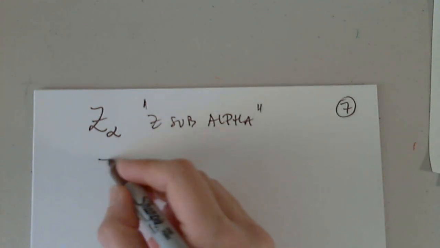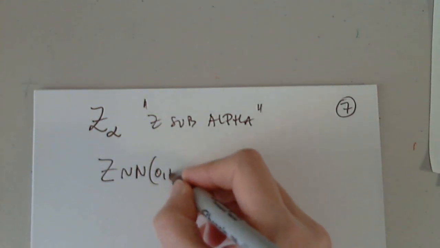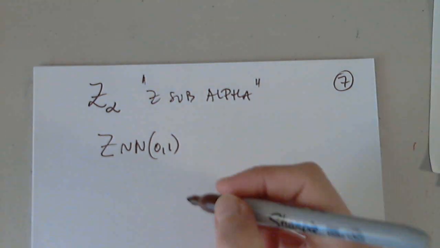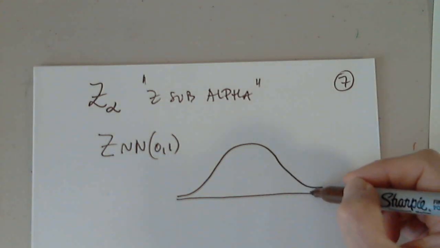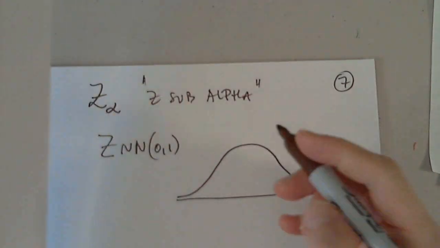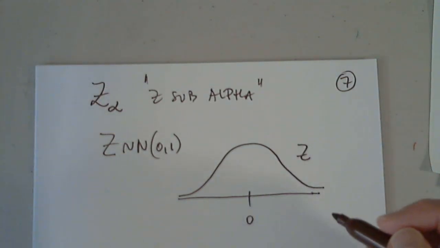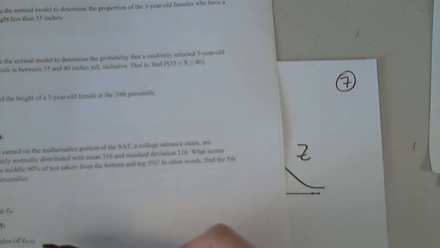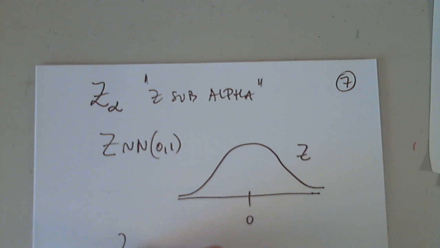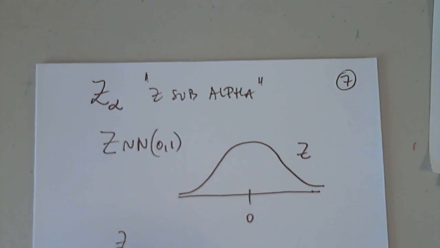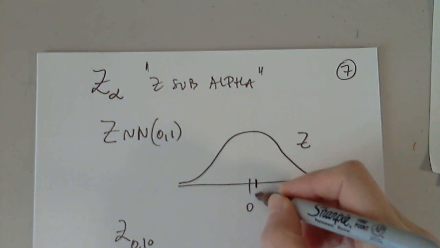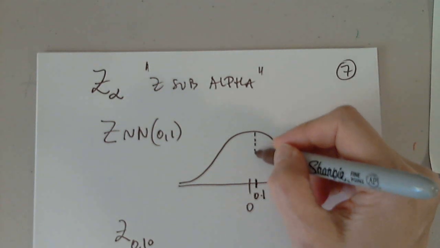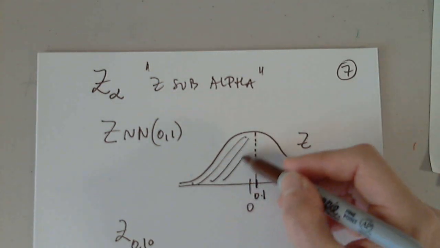Obviously, when we talk about Z, we know it's normally distributed with 0 and 1. So every time we're asked to determine, and I have an example here, we know that this is Z, we know that this is 0, we know that standard deviation is 1, and we want to determine Z 0.10. What does Z 0.10 represent? If this is 0, 0.1 will be somewhere here, which means we really want to determine this.